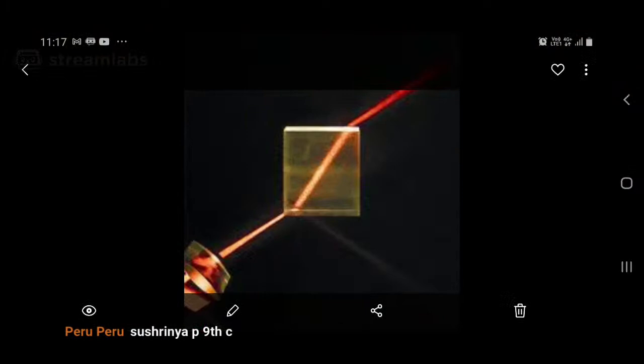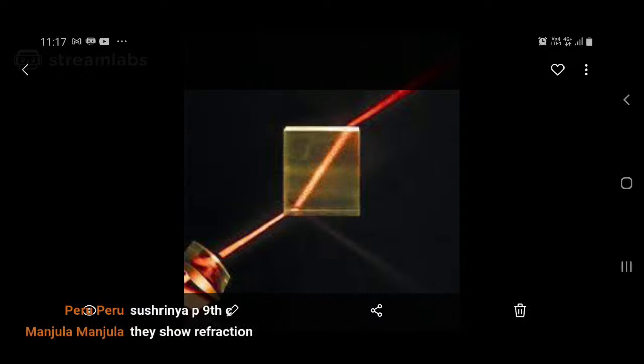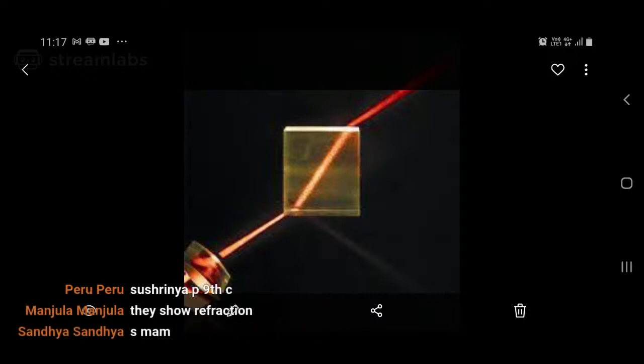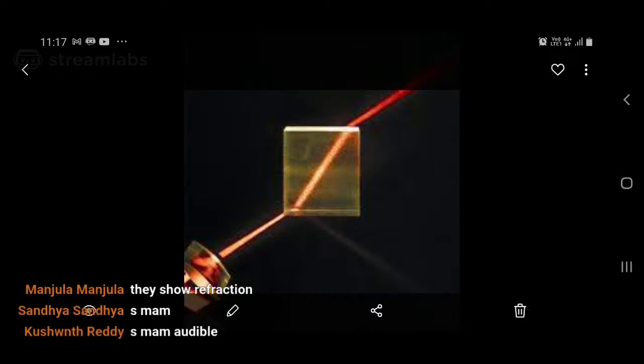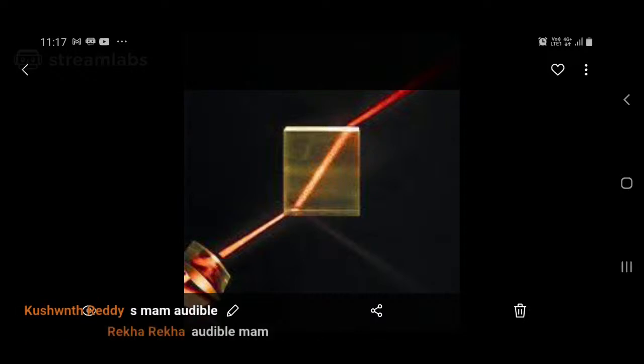Now this is the image where the incident ray, that is the starting ray, falls on the glass slab or the beaker. It starts bending. Why? Outside the glass slab it is air medium, and the glass is another medium, so again it bends.